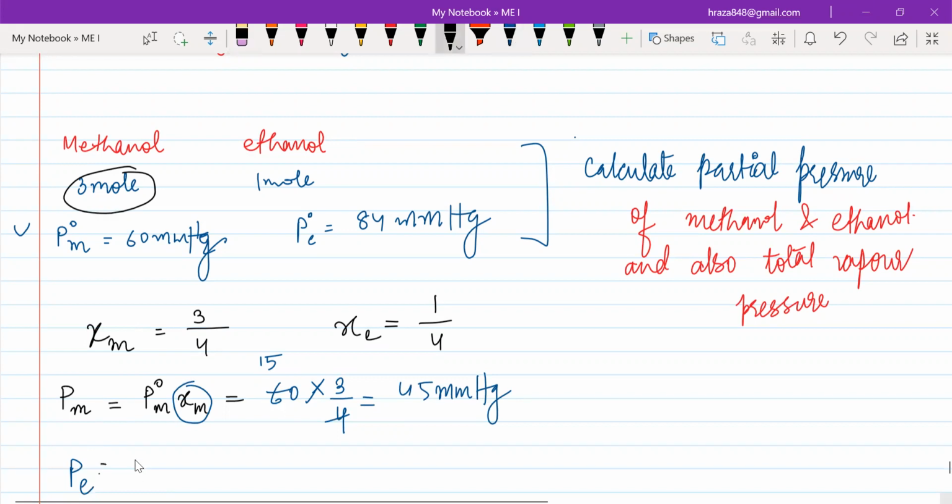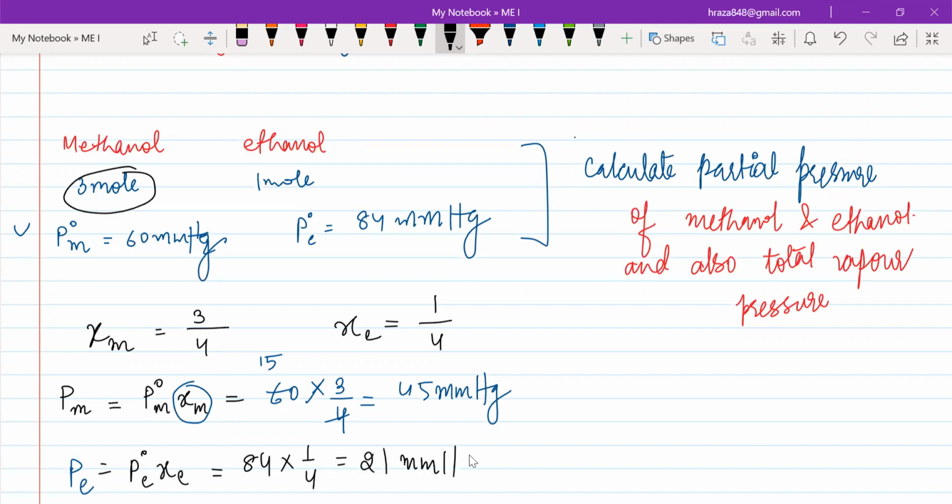And to calculate the partial pressure of ethanol, the formula is pure pressure of ethanol into mole fraction of ethanol. This value is given, and the mole fraction is 1 by 4, right? So it will be equal to 84 divided by 4, that will be 21 into 1, 21 mmHg. What was your answer, Alan? So if you are going to calculate the total pressure, it will be the sum of the partial pressures.